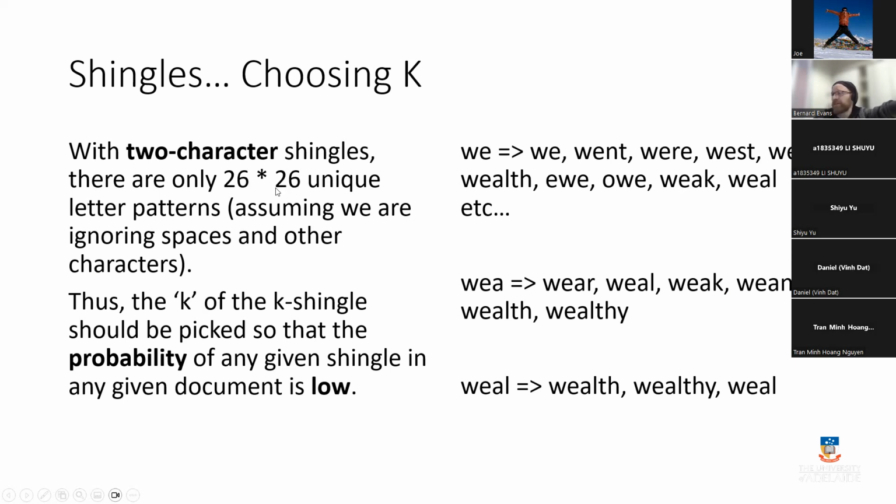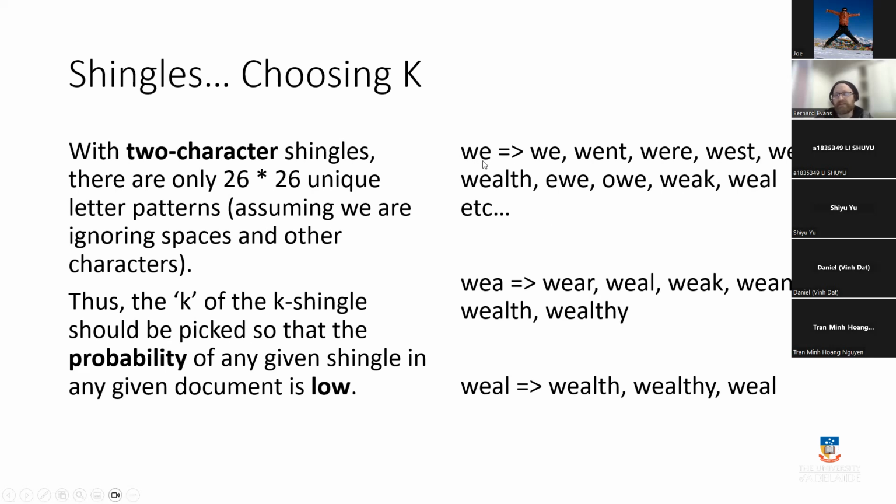If we had 3-letter shingles, that would be 26 by 26 by 26, and that would start looking like a pretty big number. So you can see that the number of unique shingles you have is going to increase as you increase K. And the question is, is that a good thing or a bad thing? And the answer is, well, it depends, right?